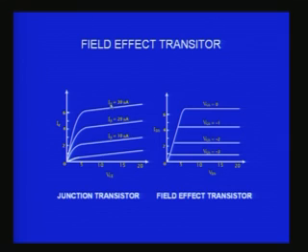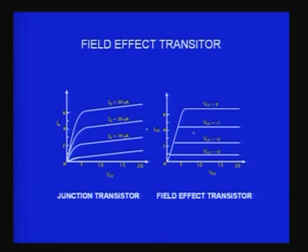But the change here is for different IB, because it is a current control device. IB is equal to 30, IB is equal to 20, IB is equal to 10, etc. Here it is a voltage control device. Therefore you have VGS equal to 0, VGS equal to minus 1, VGS equal to minus 2, etc.